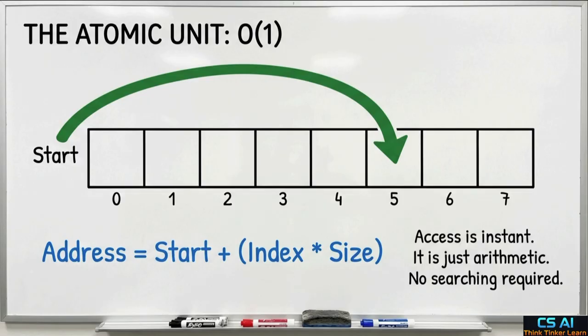Accessing an element in an array is a classic example. How does this work? It's not magic, it's just simple arithmetic. The computer knows the starting memory address of the array, the index you want, and the size of each element. It just plugs these numbers into the formula. Address is equal to start plus index times the size. It's a single calculation. There's no searching required. Whether the array has 10 elements or 10 million, accessing one element by its index is an instant O(1) operation. This is the gold standard of efficiency.